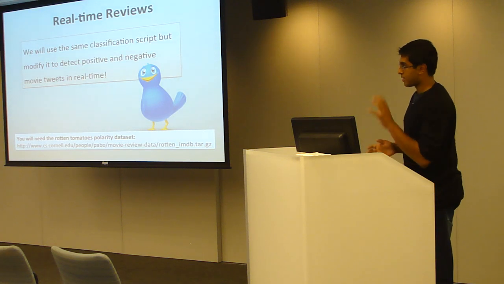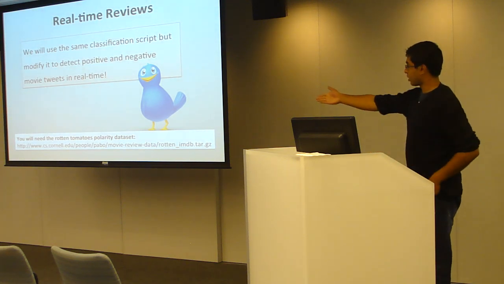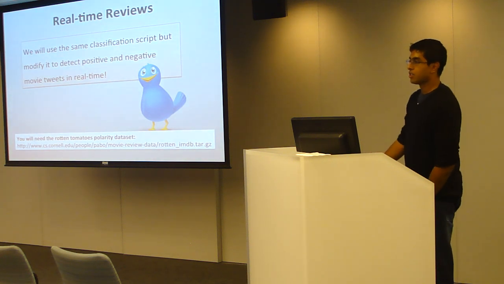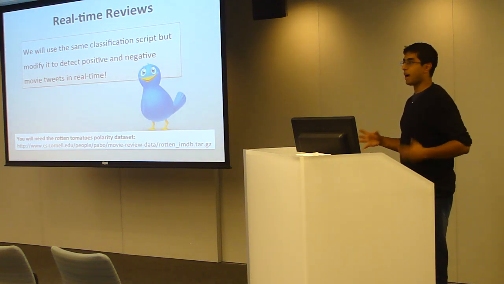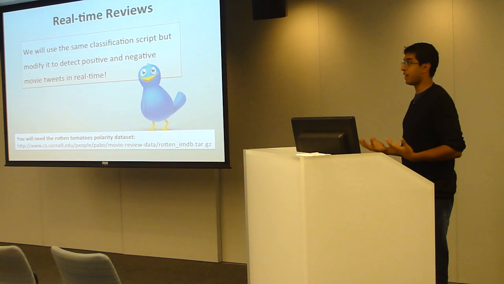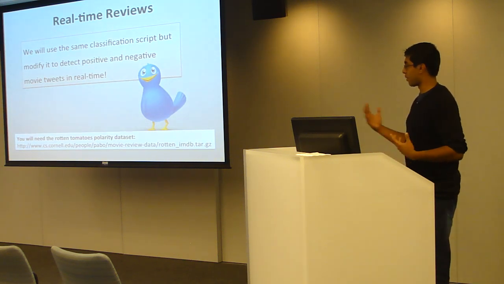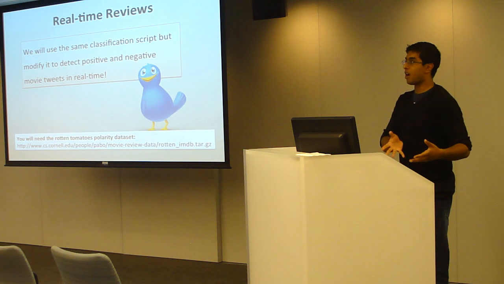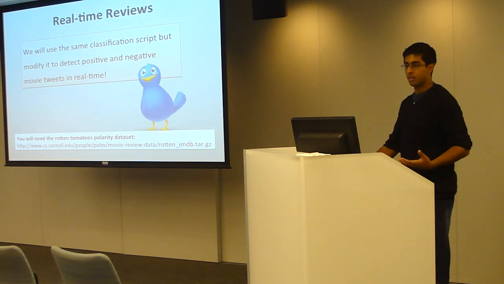So we're going to use that same script, and at the bottom you'll see the link to getting the Rotten Tomatoes polarity data set. They have a data set that is a bunch of compiled reviews, both positive and negative, of several different movies. From that data set, you can use this as your training data, so that your program will understand what a positive review is and what a negative review is.